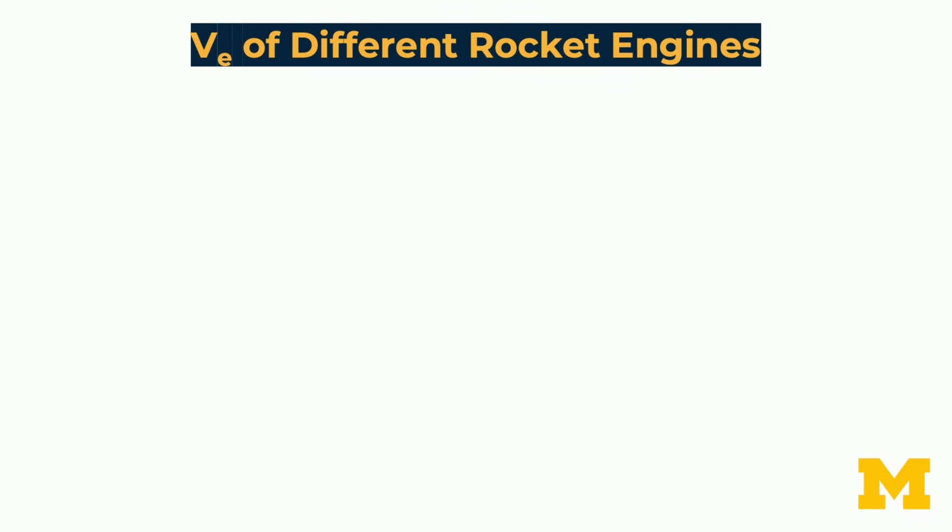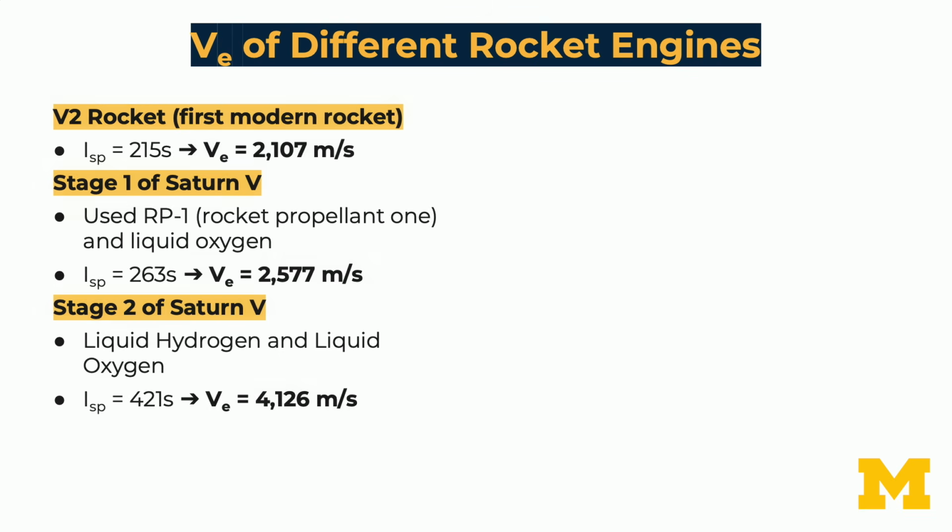All right, let's go through the exhaust velocity of different rocket engines. If we look at the V2 rocket, which was the first modern rocket, the exhaust velocity was roughly 2,000 meters per second. It was pretty slow. The Saturn V rocket had an exhaust velocity of 2,577 meters per second. But if you look at the second stage of the Saturn V, it had an exhaust velocity which was over 4,000 meters per second. So almost twice as much as the first stage. And we'll talk about why in just a minute.